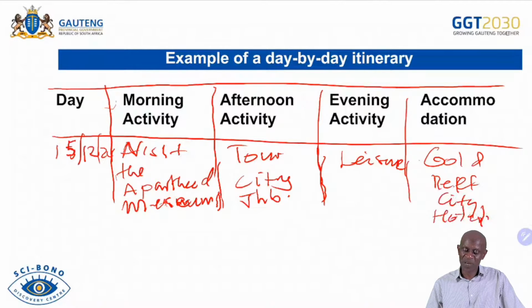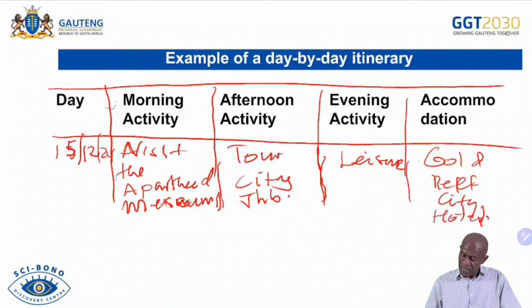Unlike the first one, where the information is not in a table, here the information is arranged in a logical way. It describes the activities in the morning as a heading, afternoon activity, evening, and accommodation. And as you might be aware, these are not all the aspects of an itinerary. This is just a summary of this itinerary, because it doesn't indicate here the stops and where you get your meals, the restaurant, and stuff like that.